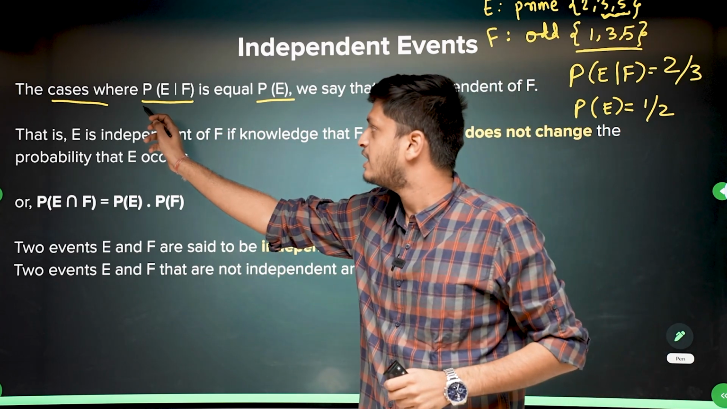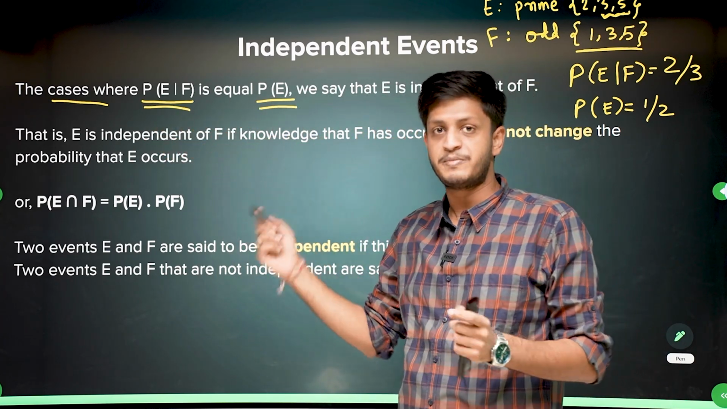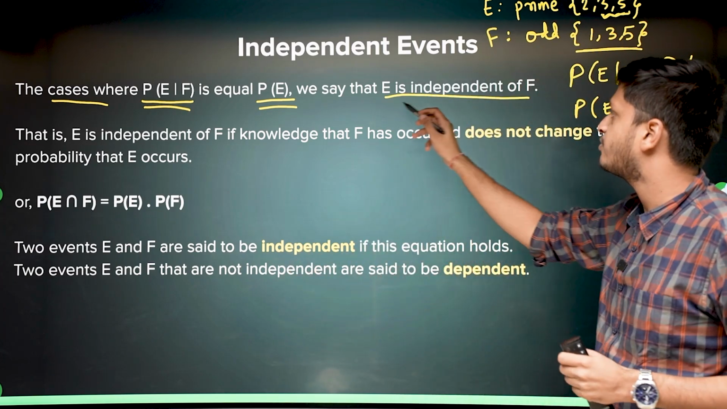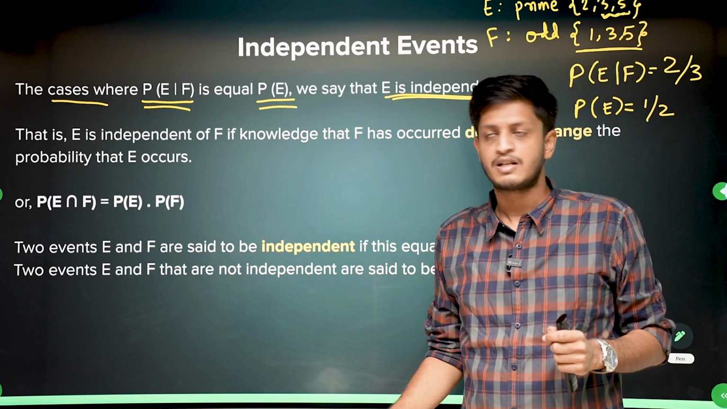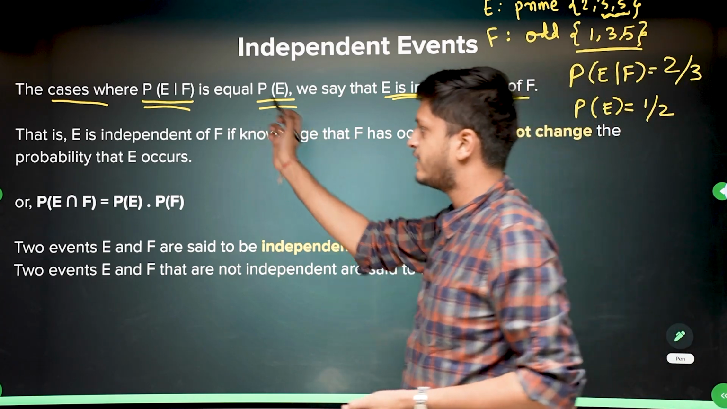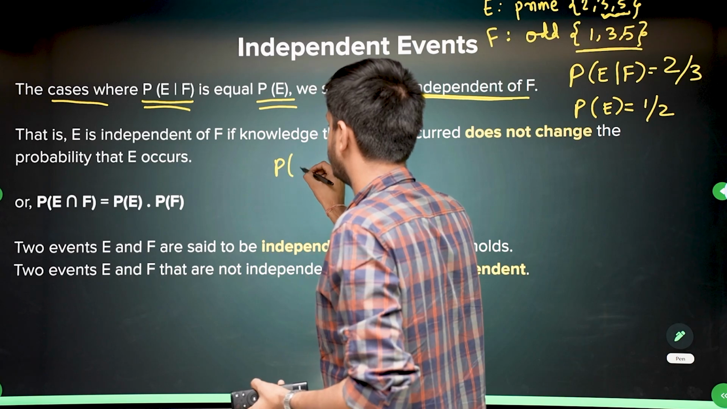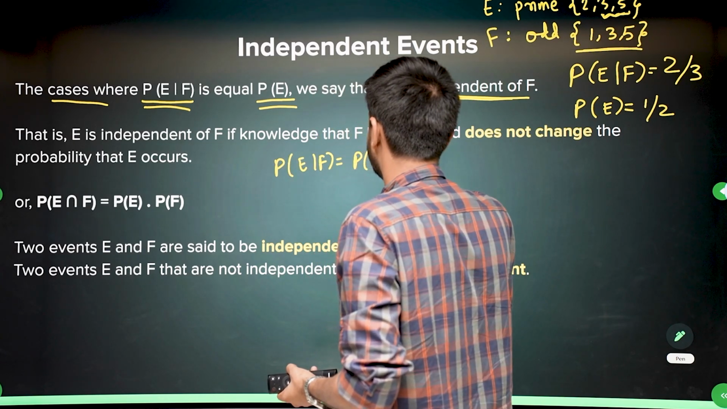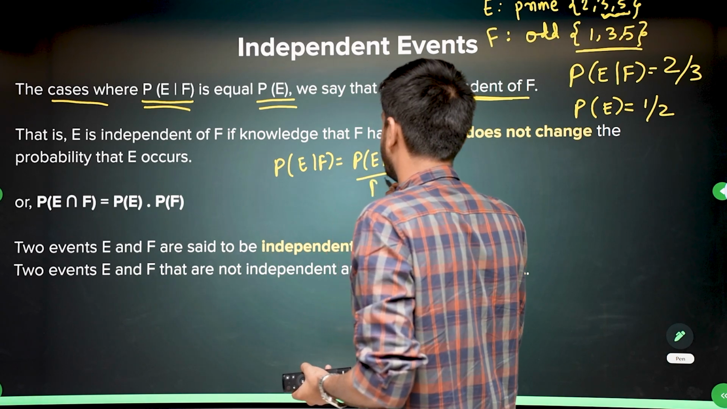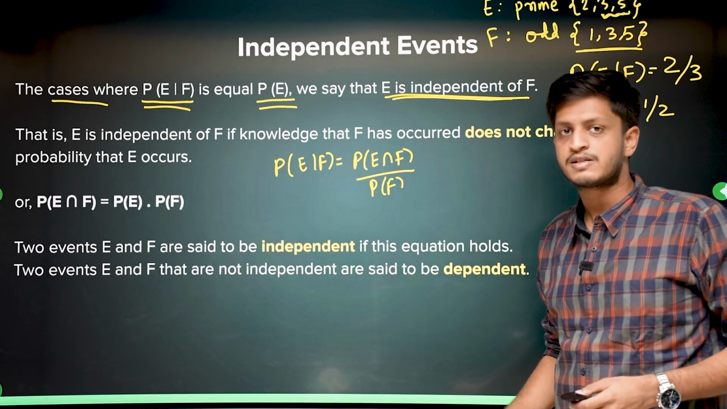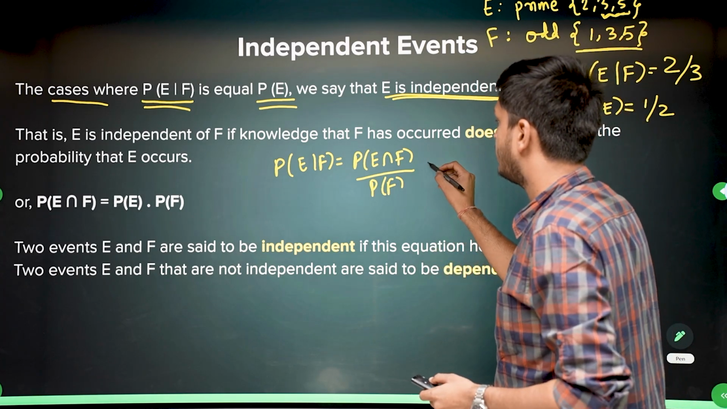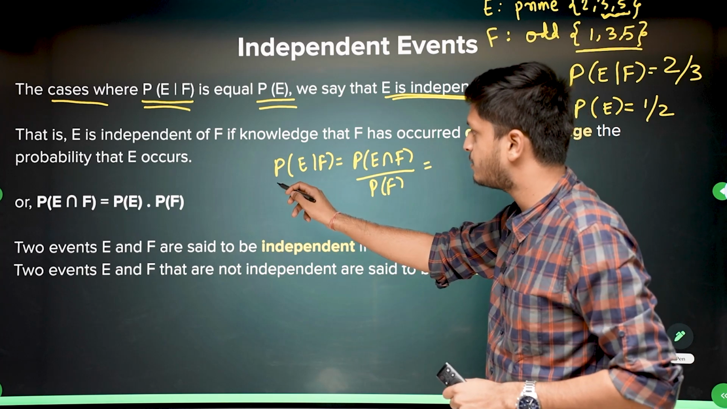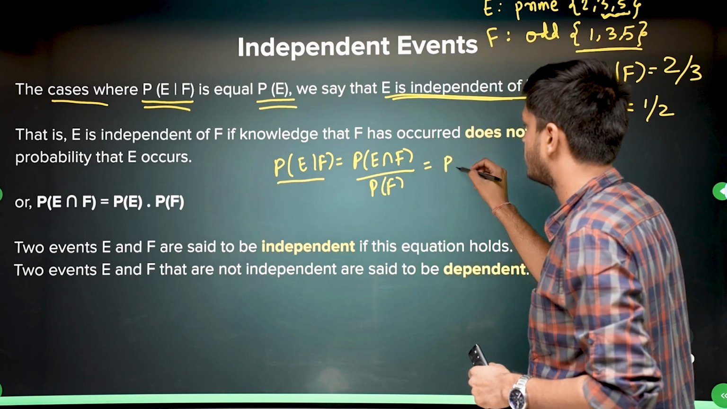So if P of E given F is equal to P of E, which means that the happening of F doesn't change the probability of E, then we say that E is independent of F. We can also rearrange terms. What is the probability of E given F? It is the probability of E intersection F upon the probability of F. We already know this. And if E and F are independent, we know that the probability of E given F is nothing but the probability of E.